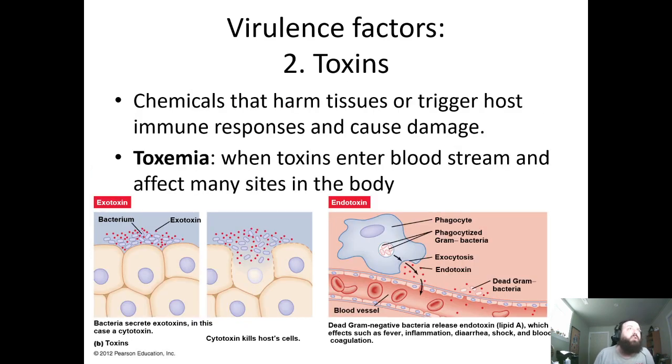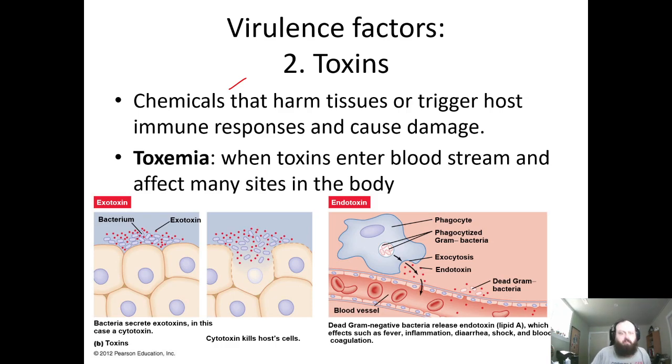To weaken the host, bacteria and other infectious agents can also release toxins. A toxemia is when toxins enter the bloodstream and affect many sites in the body. In fact, sometimes the toxemia can affect parts of the body that are quite a long way from the site of infection. A toxin, by definition, is a chemical that harms tissues or triggers host immune responses and causes damage to the host.